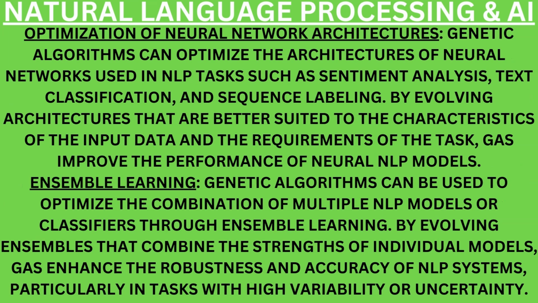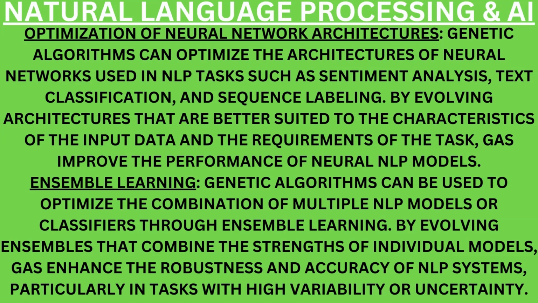Optimization of neural network architectures. Genetic algorithms can optimize the architectures of neural networks used in natural language processing tasks such as sentiment analysis, text classification, and sequence labeling. By evolving architectures that are better suited to the characteristics of the input data and the requirements of the task, genetic algorithms improve the performance of neural natural language processing models.